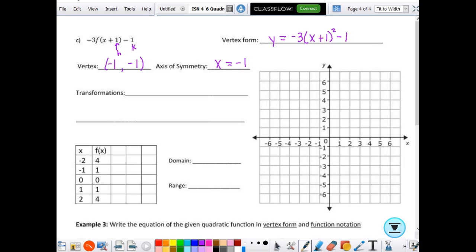I guess I should have been drawing in the axis of symmetry on those other ones. Okay, this time, let's do the h and the k first.